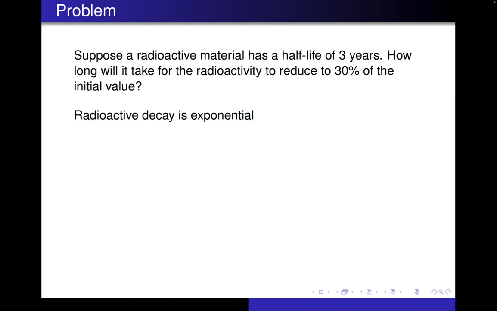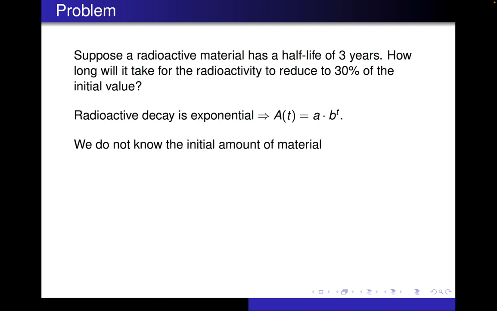Well, we know that radioactive decay is an exponential function. That means it's going to look like A of t equals constant A times b to the t. So here's the kind of sticky part of this problem. We don't know what the initial amount of material is. If you plug in time equals 0, we can't give a particular value of A. So we can't find A directly. We're going to have to somehow solve this problem in another way.